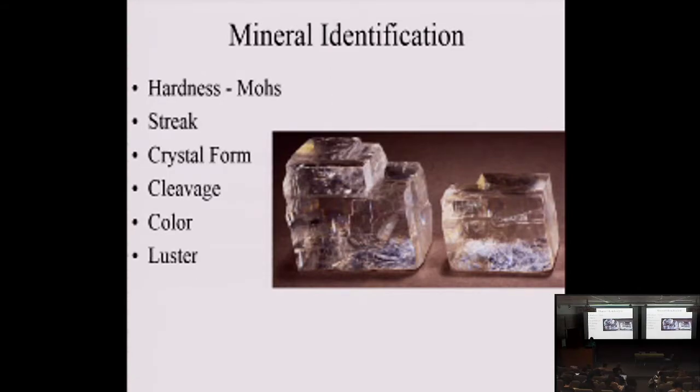Luster is defined as the surface sheen, and luster can be metallic, non-metallic, opalescent, so there are different lusters it can be. But the 2 most common lusters are metallic and non-metallic. So then fracture, I'll show you also a picture of fracture soon. Fracture is defined as the way that the mineral breaks in the absence of weak planes. So the way it breaks in the absence of cleavage.